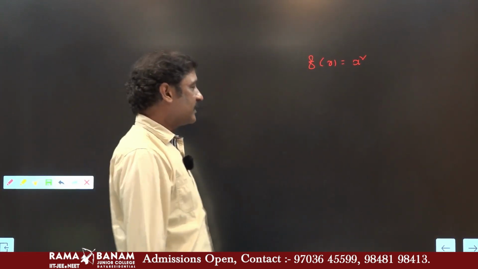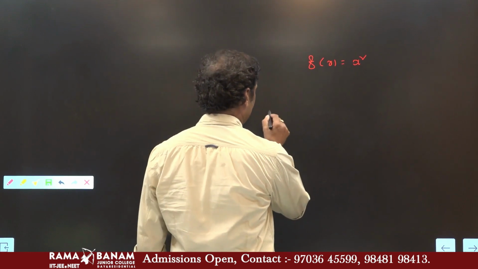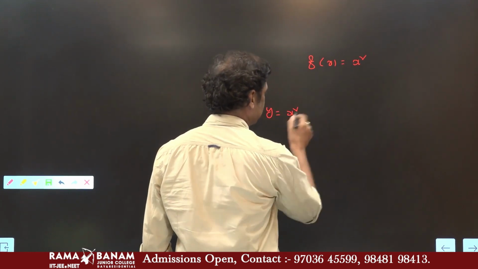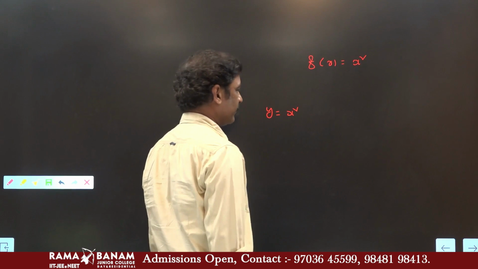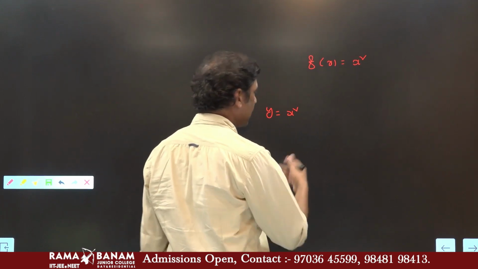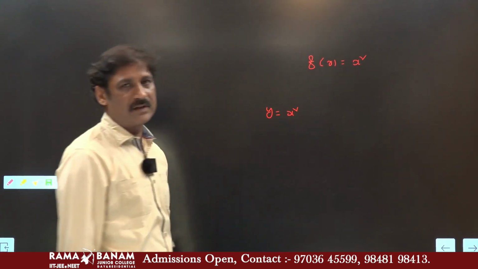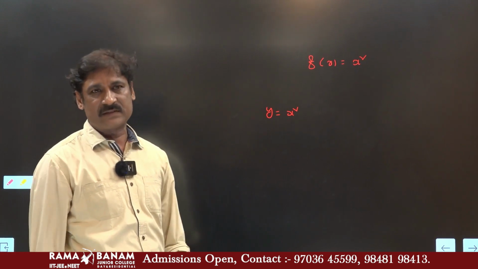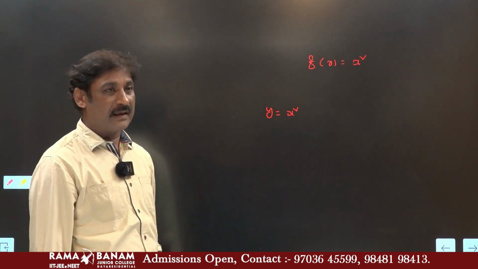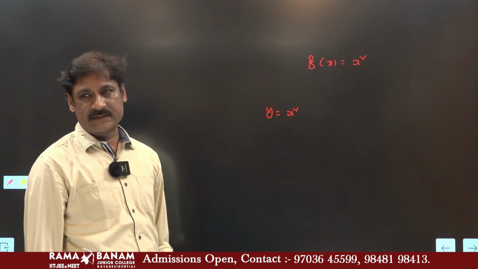Parabola: how is the graph drawn? Let us consider the function y is equal to x square. Here y always depends on x. When x changes, y also changes. Whenever x changes, y changes. This is called an implicit function, y is equal to x square.